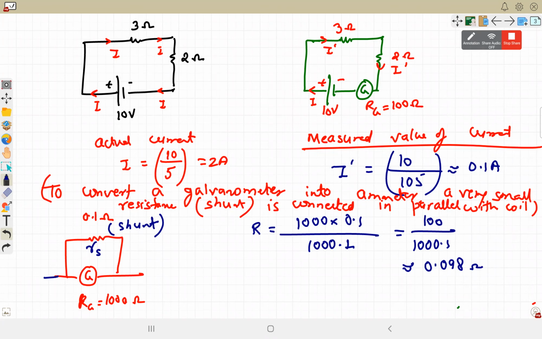गैल्वेनोमीटर के साथ पैरेलल में एक छोटा सा रेजिस्टेंस लगा देते हैं. Small rs is that shunt resistance which is required to be connected. Ig divided by I minus Ig times capital R. This is the shunt resistance required. Shunt resistance required to measure current up to capital I.